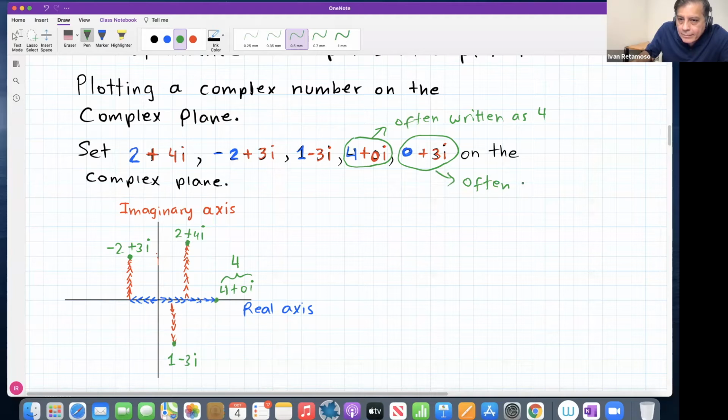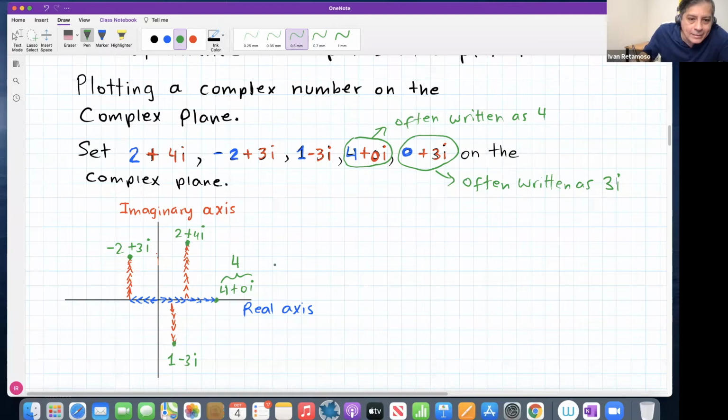Often written as just 3i, right? 3i. But in reality it's 0 plus 3i, a complex number. So real part 0 means you do not move along the x-axis, right? You stay here at the origin, because 0 is the real part.